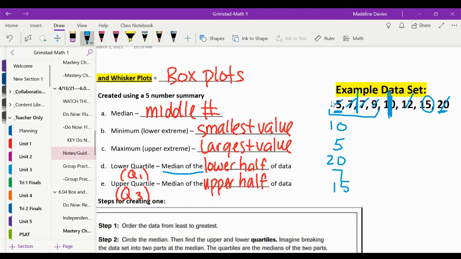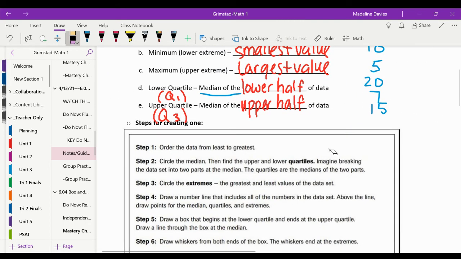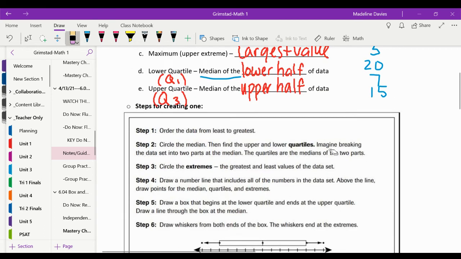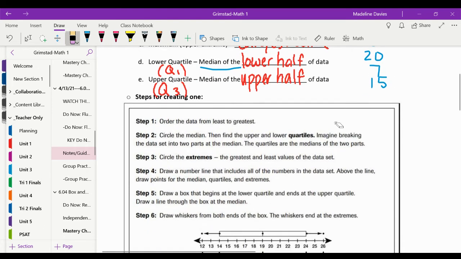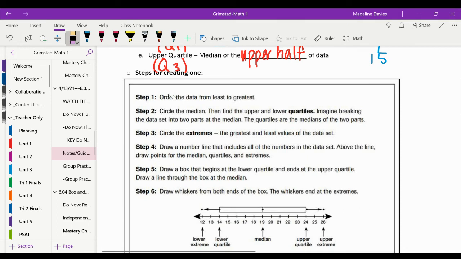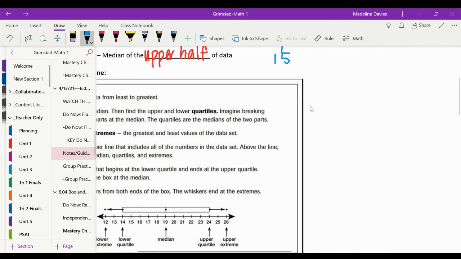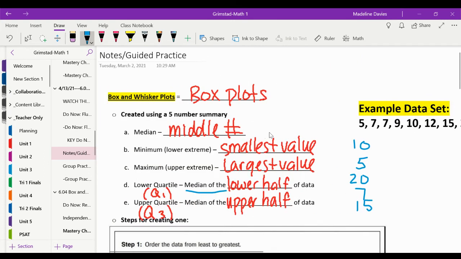Okay, so now that we have all these numbers and we know how to find them from a data set, let's go ahead and look at what we're going to be doing with that data. So you would first order the data from least to greatest. So put it in order, least obviously 1, and then up to 10 or whatever it may be. Then you're going to be circling the median, which is exactly what we did up here. We circled our 10.